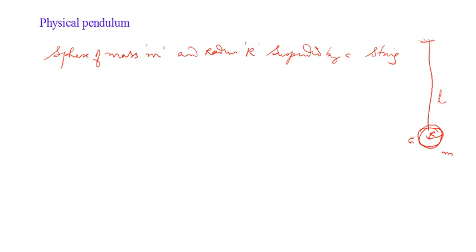So what will be the time period in this case? The time period for any compound pendulum is given by the general equation that you have derived just now. That is 2 pi into root of k square plus L square divided by GL.